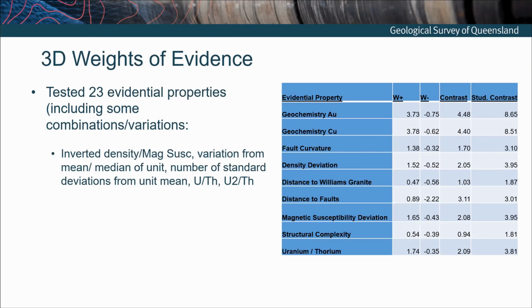Same with structural complexity, which we saw in the Mount Dore area, had a higher contrast and seemed to be more important control on mineralization, didn't seem to have the same effect here. So you can see that surface geochemistry, copper gold, fault curvature, density deviations, distance to Williams granites, distance to faults all seem to be quite high.